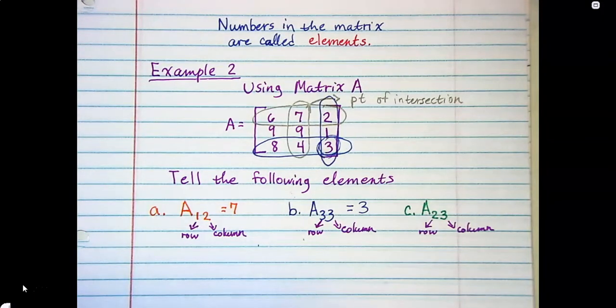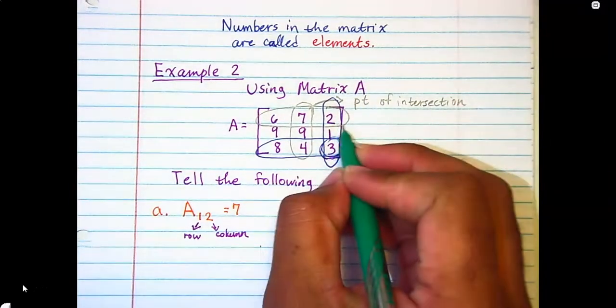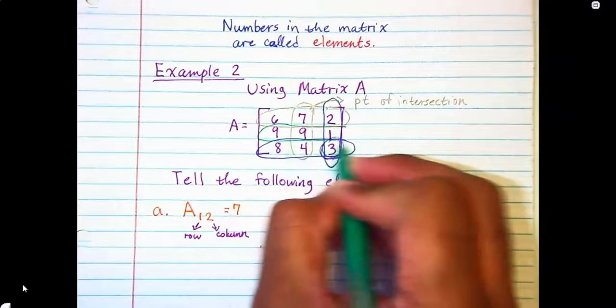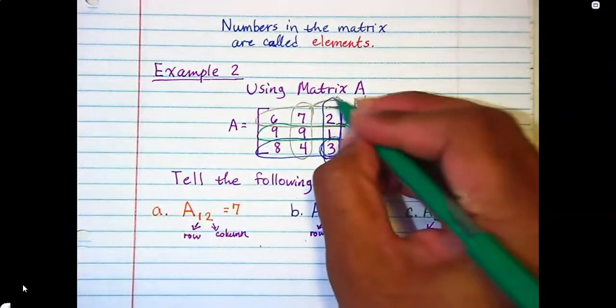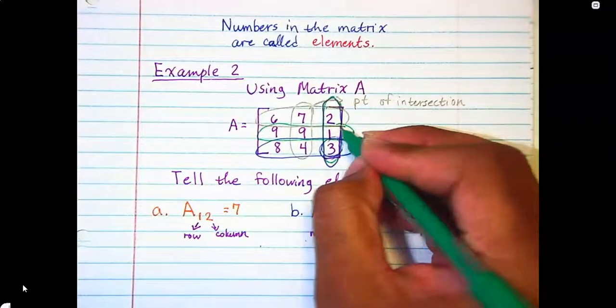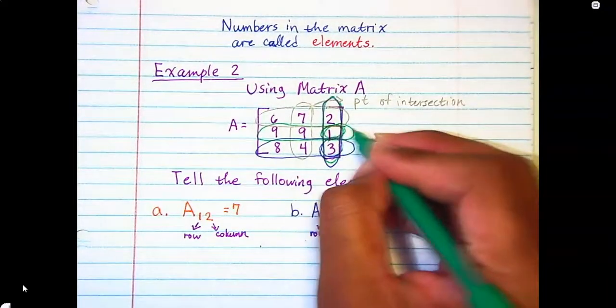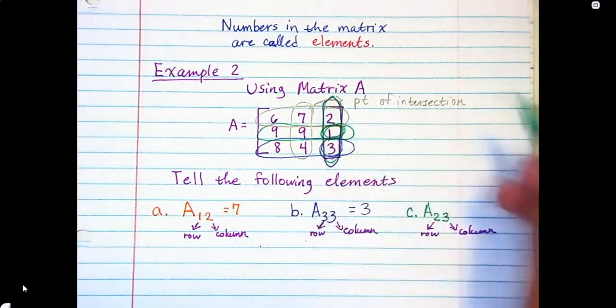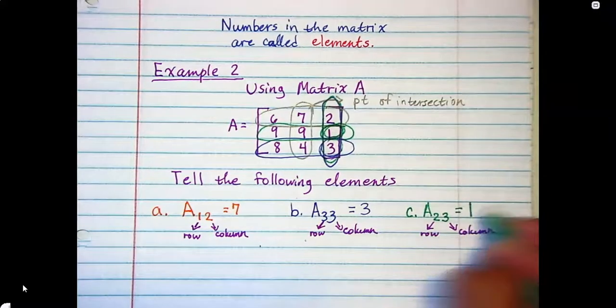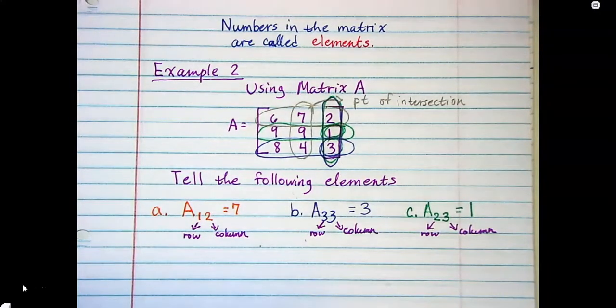All right, and then our last one is we're looking at row 2, column 3. Again, this is row 2 right here. This is column 3 right here. The point where it intersects is that spot right there. So we get an answer of 1. All right, and so guys, that's it. That's all it is when it comes to finding an element. You know your dimensions, know how things work, and you can find your actual answer there. So that's example 2, guys.